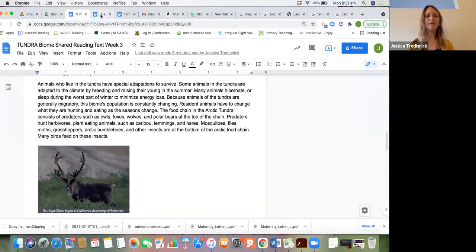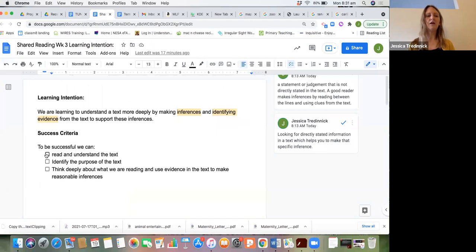Okay, so going back to the success criteria, I have read and understood the text. I am going to leave the identifying the purpose till tomorrow's lesson, just given the time.